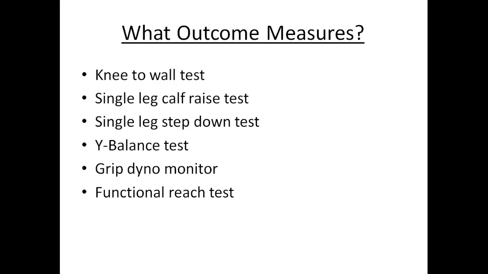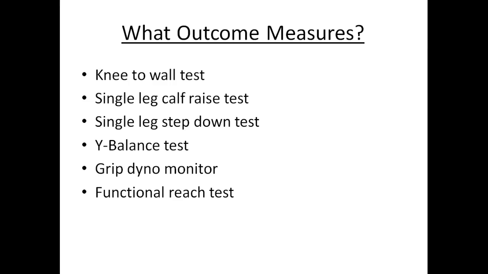So outcome measures. We haven't really covered outcome measures because we do that next semester, but I'm going to give you some examples. Knee to wall test for soleus. Single leg calf raise test would be strength endurance for the calf, the gastrocnemius. Single leg step down test would test eccentric quads control as well as balance and proprioception. The Y balance test that we'll show you next term.